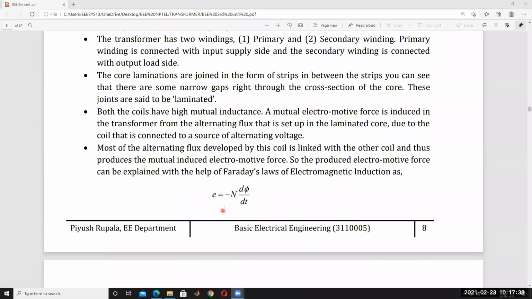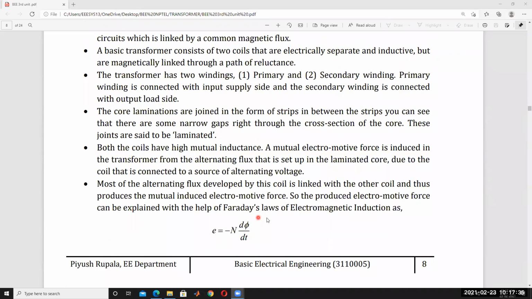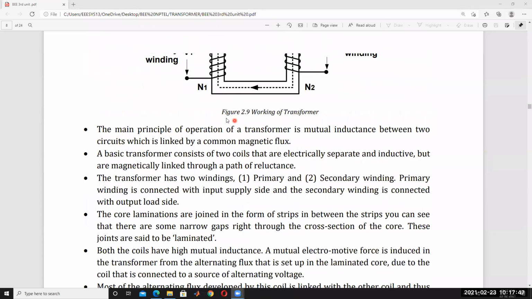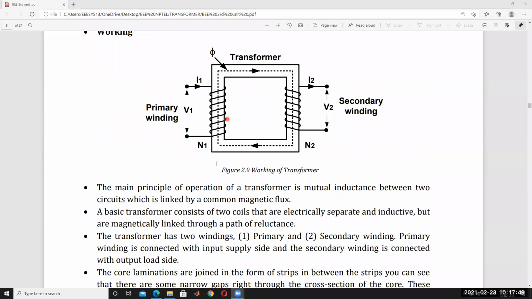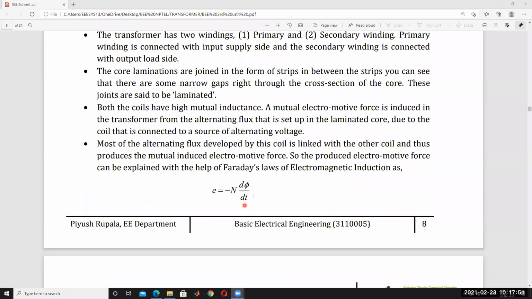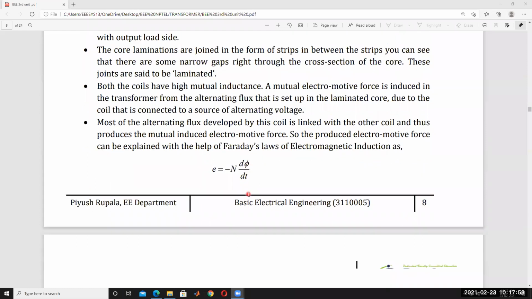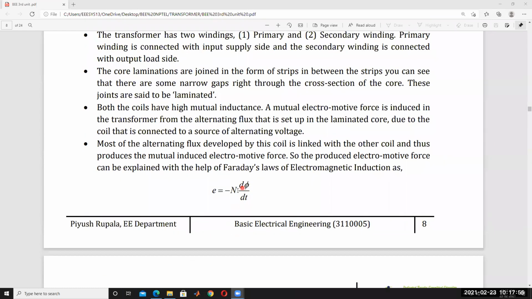So this transformer works on the principle of Faraday's laws of electromagnetic induction. You know well the EMF induced in the primary winding is E equals minus N into d phi by dt. It's clear.